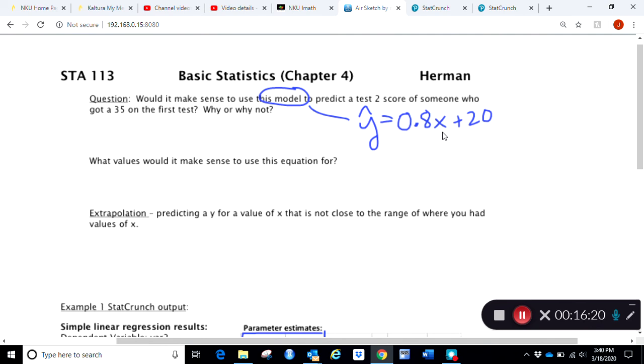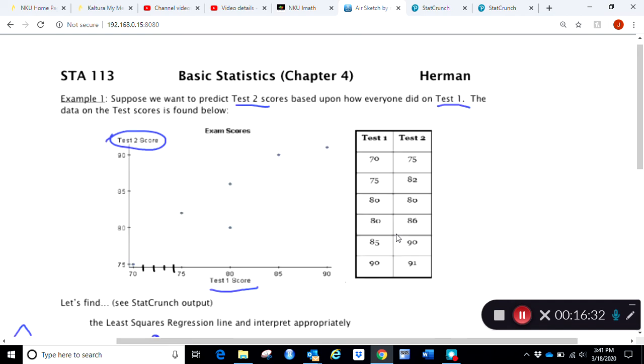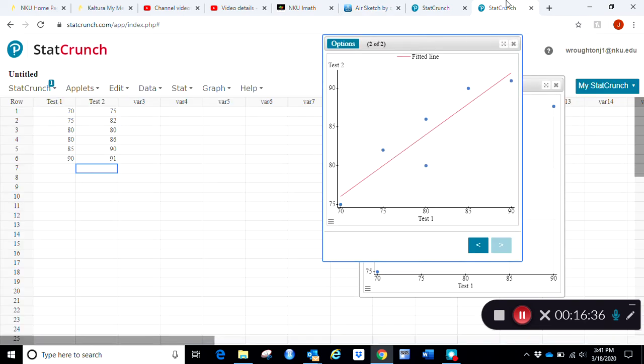Well, maybe your first gut instinct would be, well, you could score a 35 on the first test. Sure, let's plug it in and see what happens. Now, we don't want to plug anything into that equation, though. Let's actually go back and look at our data here, and maybe even better, look at it here in StatCrunch. So here are my test 1 scores. Where is a test 1 score of a 35? Probably somewhere over about here.